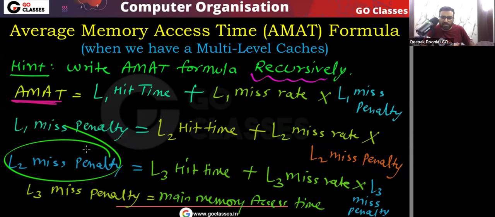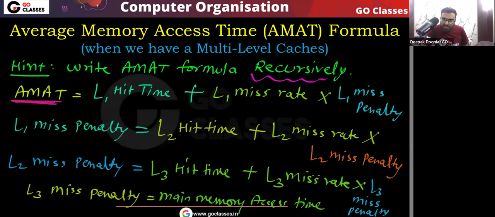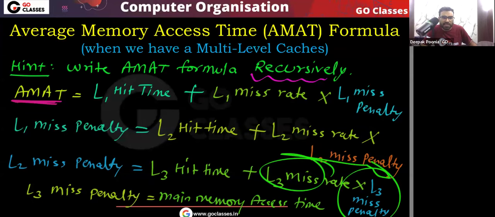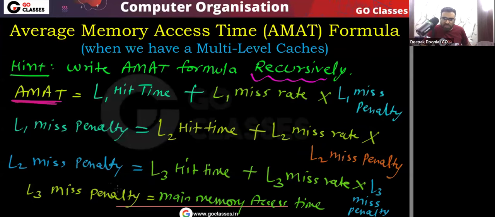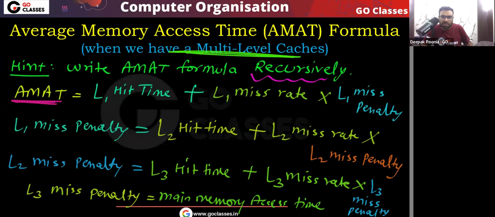Similarly, L2 miss penalty is equal to, for every L2 miss, we always have to spend this much time, that is L3 hit time, or I can say L3 access time. But when there is an L3 miss, then we have to pay the penalty, L3 miss penalty. And because this L3 is the last level cache, I can say L3 miss penalty is equal to main memory access time. So recursively, we can write the formula of average memory access time when we have multi-level caches. I hope you understood.